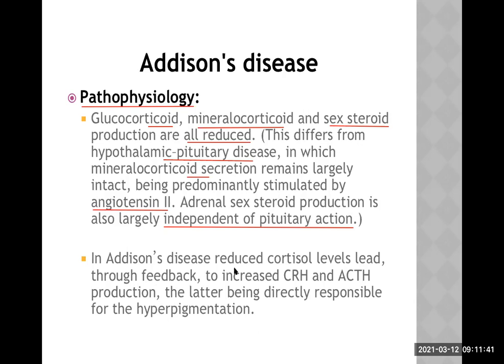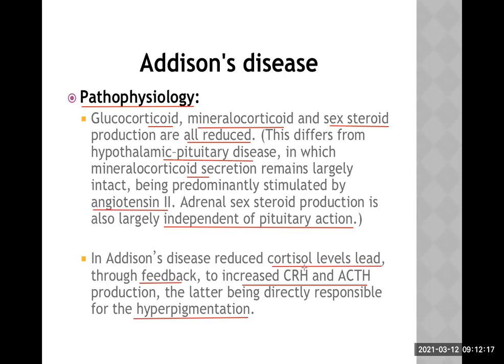In Addison's disease, reduced cortisol levels lead, through feedback, to increased CRH and ACTH levels, the latter being directly responsible for the hyperpigmentation in Addison's disease. If you have understood the hypothalamo pituitary adrenal axis, this point is very clear. Here we have a very low level of cortisol because the adrenal gland is damaged.